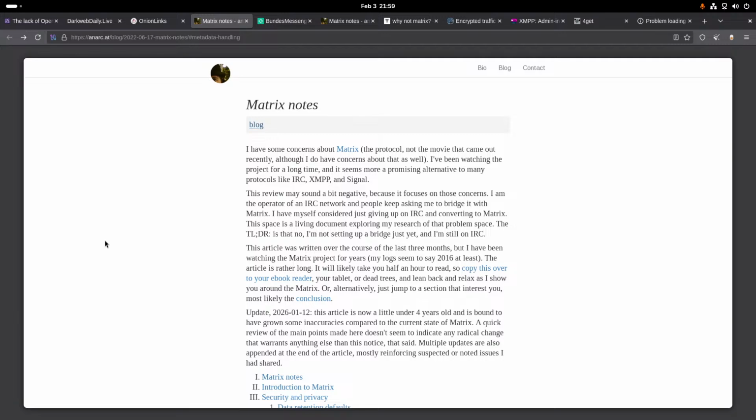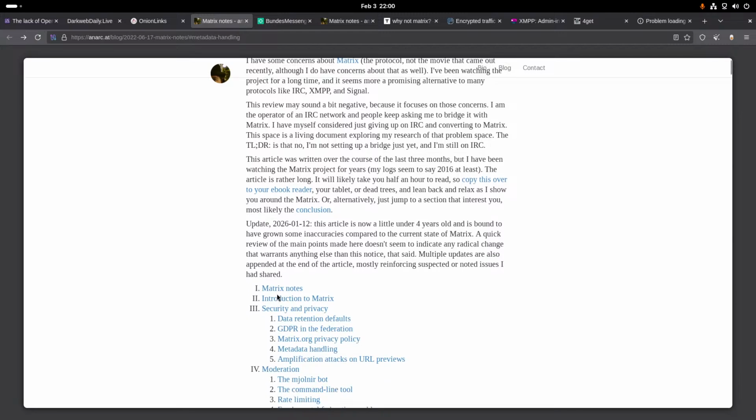So I've been watching the project for a long time, and it seems a more promising alternative to many protocols like IRC and XMPP and Signal. The review may sound a bit negative because it focuses on concerns; I'm an operator of an IRC network and people keep asking me to bridge with Matrix. I have myself considered just giving up on IRC and converting to Matrix. This space is a living document to explore my research problem space, and the TL;DR is no, I'm not setting up the bridge just yet. I'm still on IRC. But it seems that more companies choose Mattermost instead of Matrix.